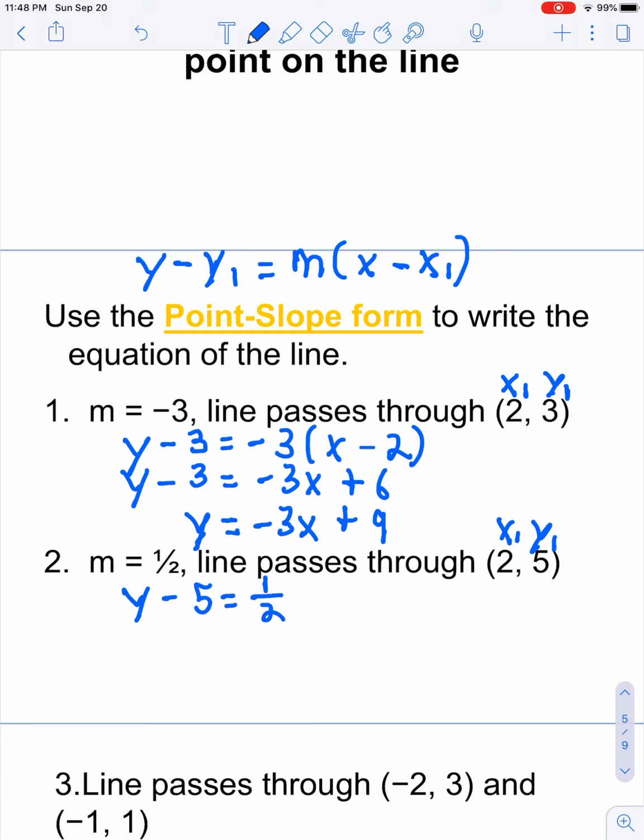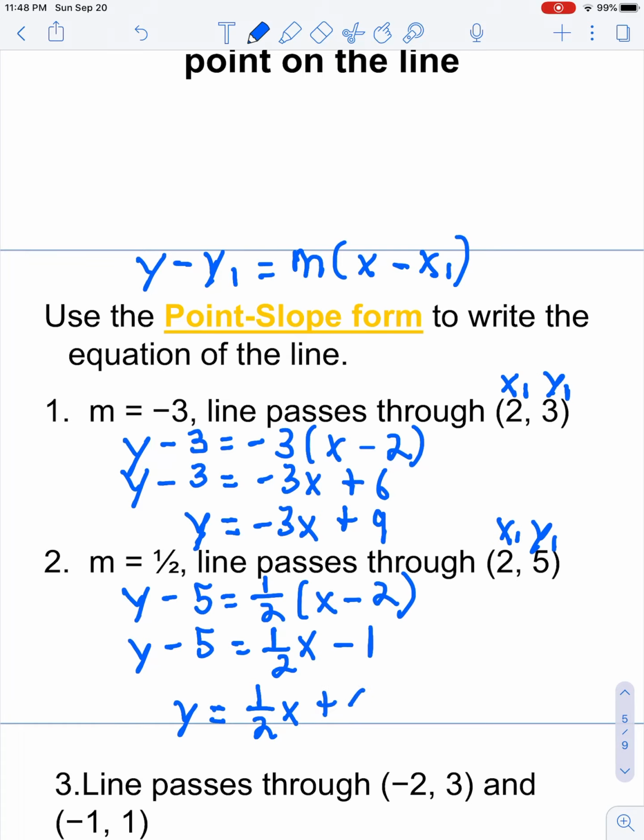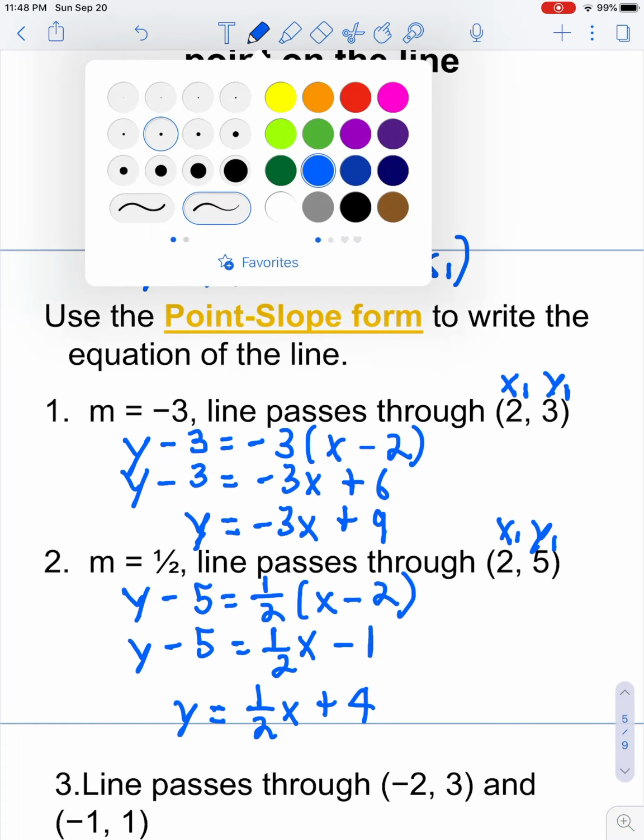Of course, I'm going to add 5 to both sides, and when I do that, I'm going to get y equals 1/2 x, and then that would be plus 4. If it helps, it might be useful to show this step so you don't make a careless mistake. That is also the case up here in the previous example. We could have shown add 3 to both sides. I just want you to avoid careless mistakes.